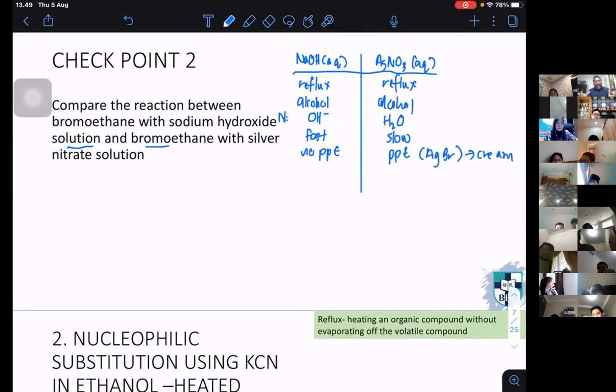But generally we categorize them as one reaction, because they are almost similar. So we categorize them as reaction 1 for nucleophilic substitution. So let's move on.